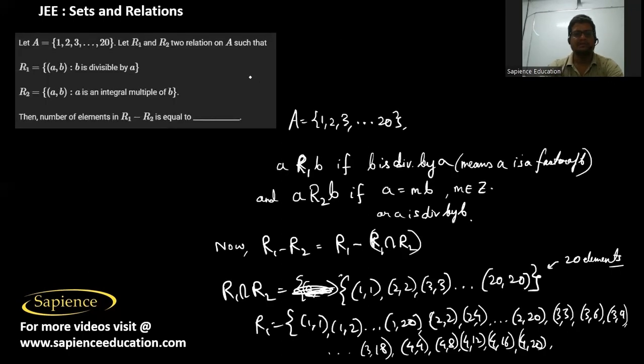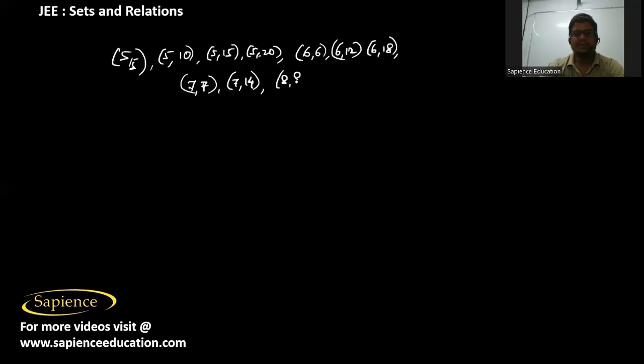Then 6 will be related to 6, and then 6 twos are 12, 6 threes are 18. Then 7 will be related to 7, 14, and 7 threes are 21, but we cannot take that since 21 is not there. Then 8 will be related to 8, 16. Then 9 will be related to 9, 18. Then 10 will be related to 10 and 20.